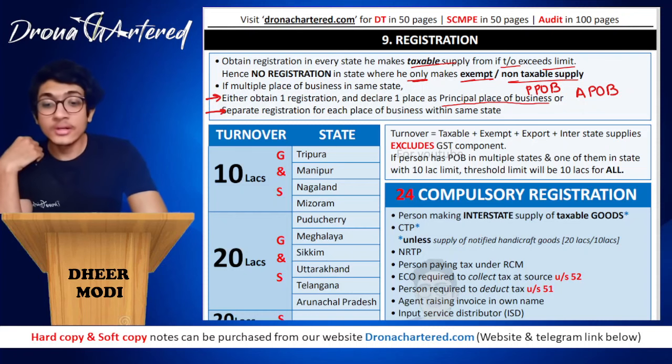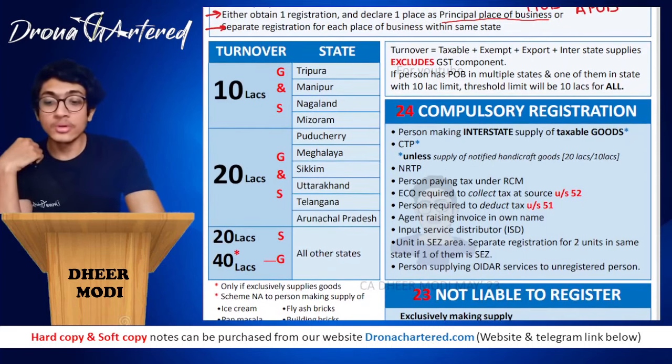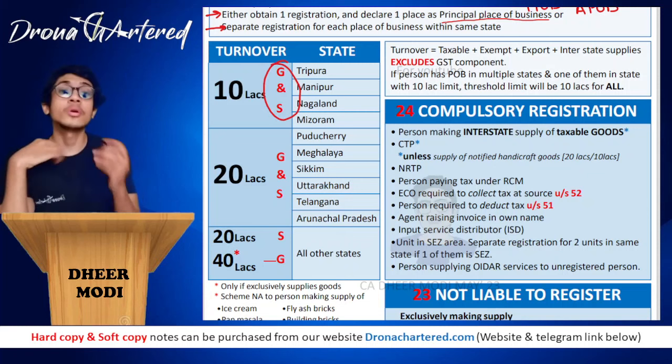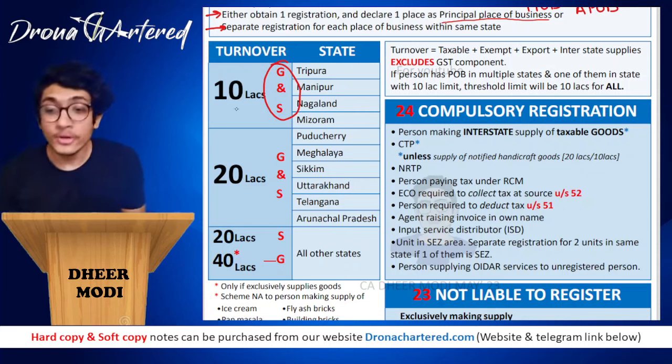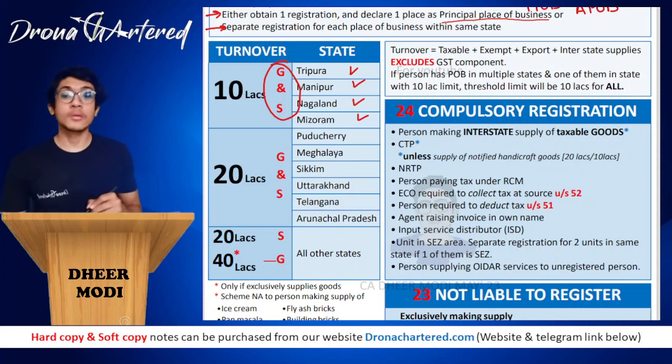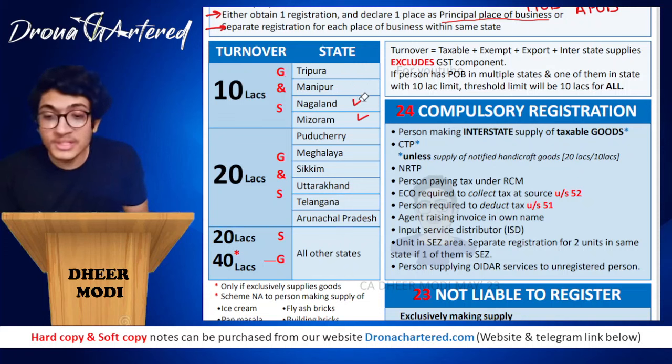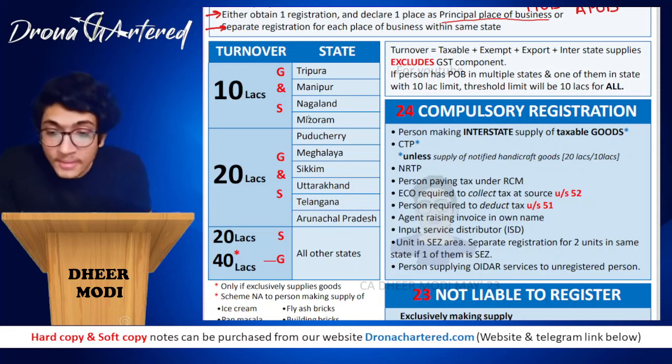Now, sir, what are the turnover limits that you were talking about? If you are supplying goods and services, and your turnover exceeds 10 lakhs in these states, that is Tripura, Manipur, Nagaland, and Mizoram, these are your special category states. So how do you learn these states? That is your TMNM.